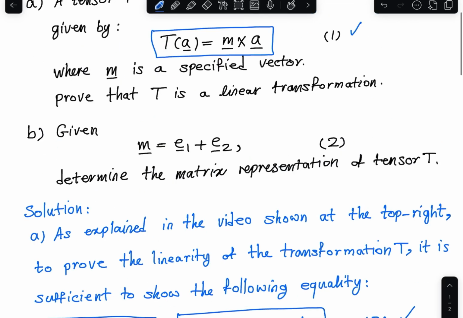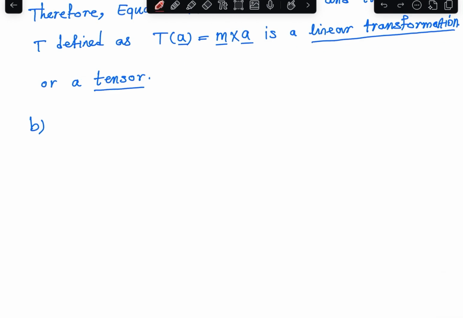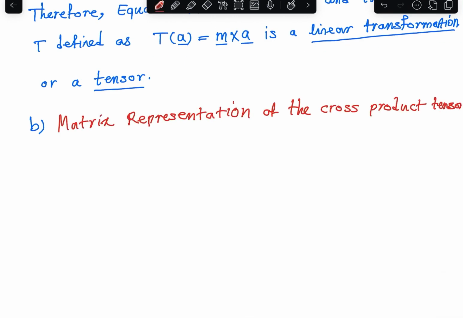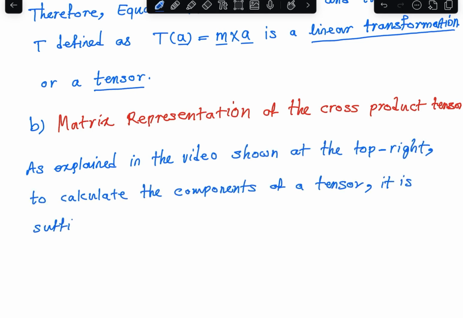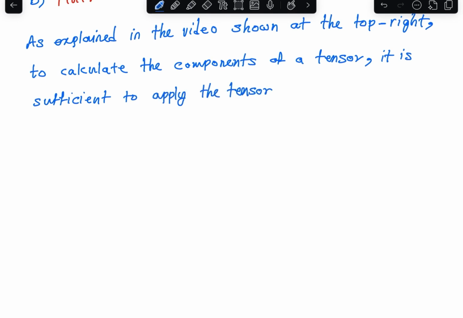Part B. Matrix representation of the cross-product tensor. As explained in the video shown at the top right, to calculate the components of a tensor, it is sufficient to apply the tensor to the coordinate bases.